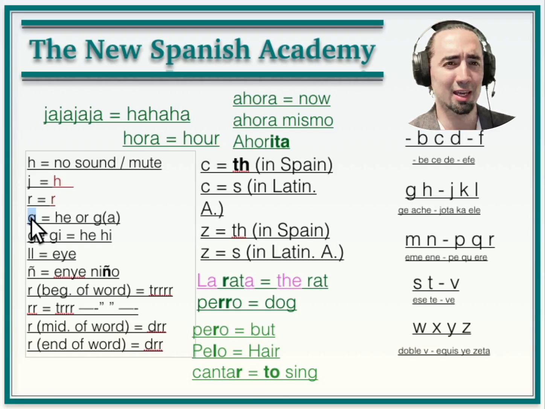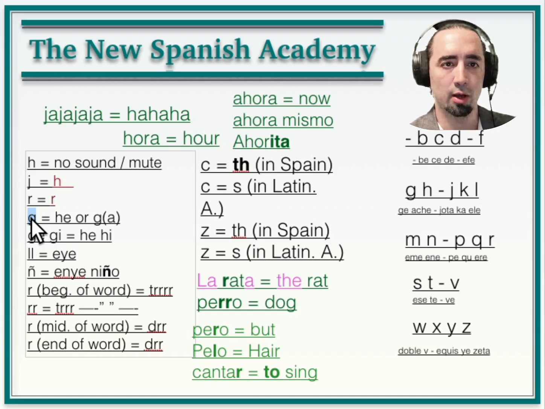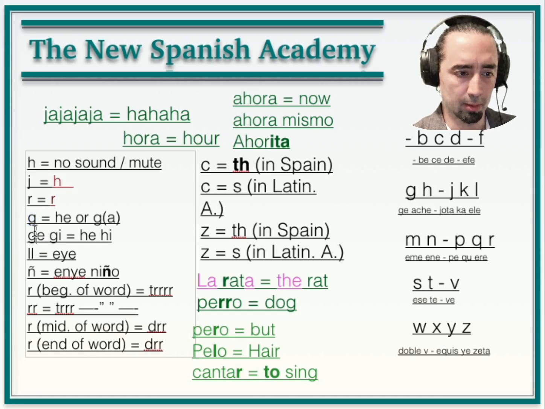So how do you say "gegi"? Well, to say "gegi," you put a U in between the G and the E. So ga, gue, gui, go, gu is G-A, G-U-E, G-U-I, G-O, G-U. Alright? Now we have double L.